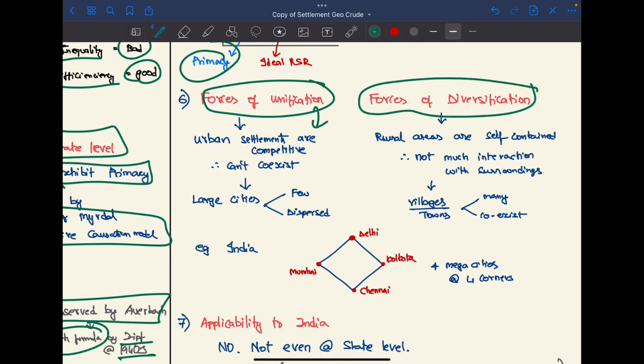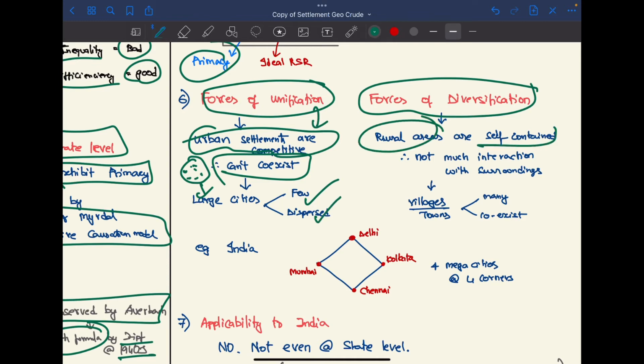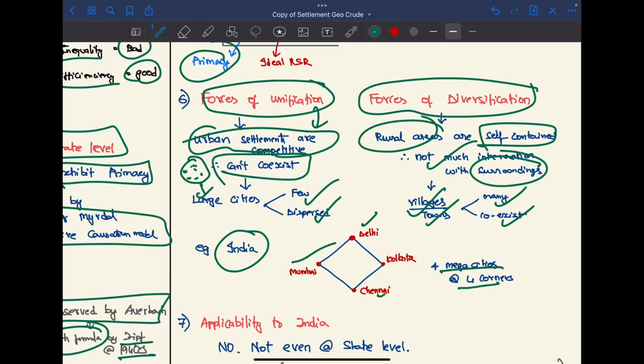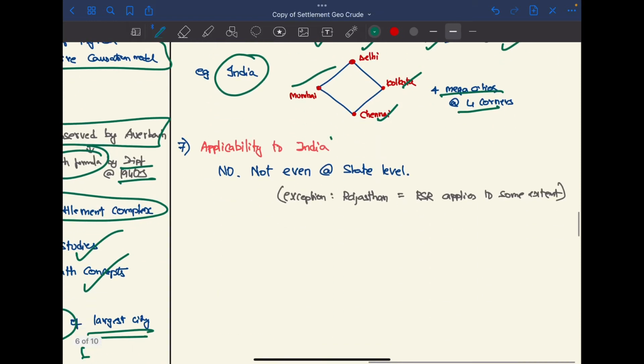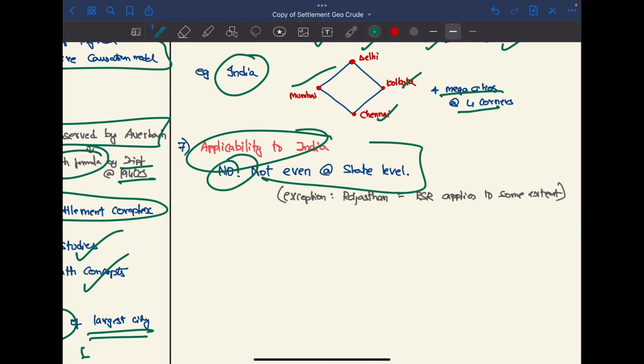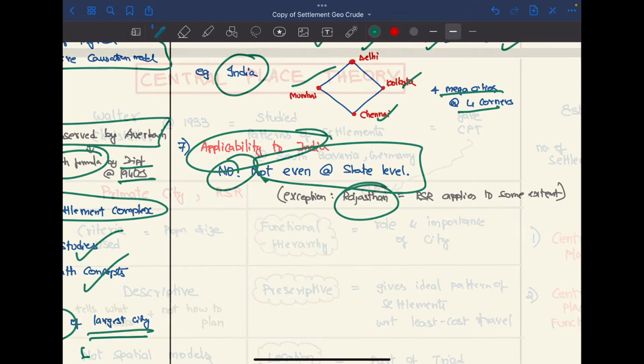Regarding the forces of unification, urban settlements are competitive, so they can't coexist. Therefore settlements come, coalesce and form large cities which will be very few and dispersed, whereas rural areas are self-contained and do not have much interaction with the surroundings. Therefore villages and towns are many and they can coexist. This can be seen in India, where the four mega cities are at the four corners: Delhi, Mumbai, Chennai, and Kolkata. So does this rule apply to India? No, it does not apply, not even at the state level. The only exception is that it can apply to Rajasthan to some extent.